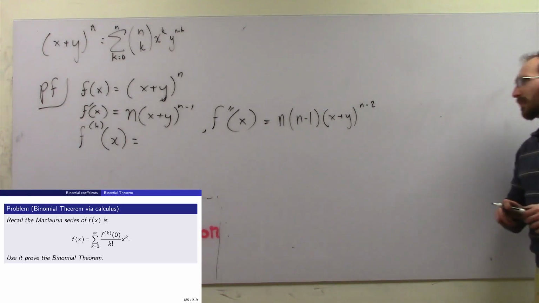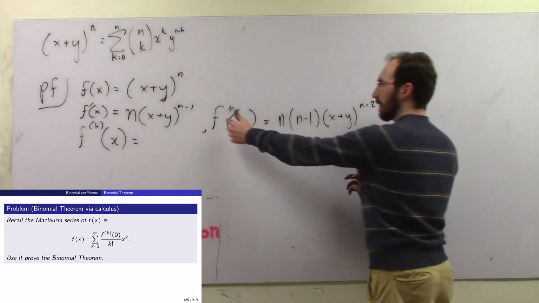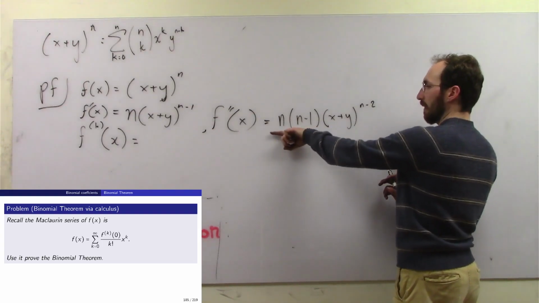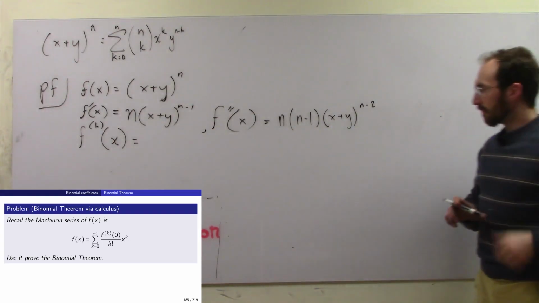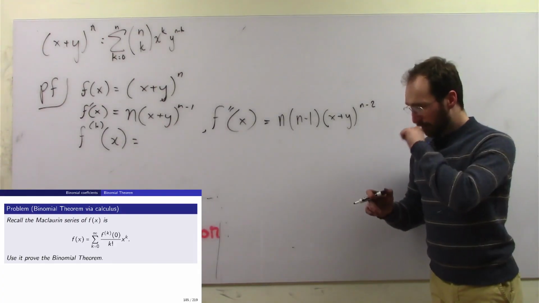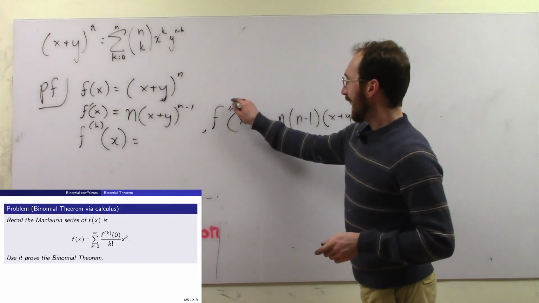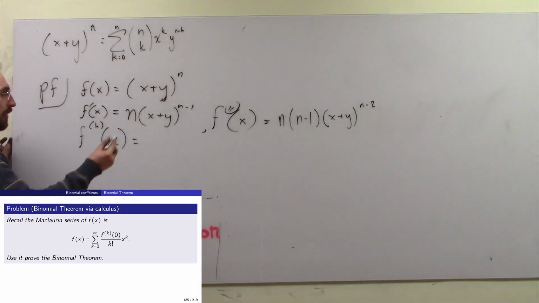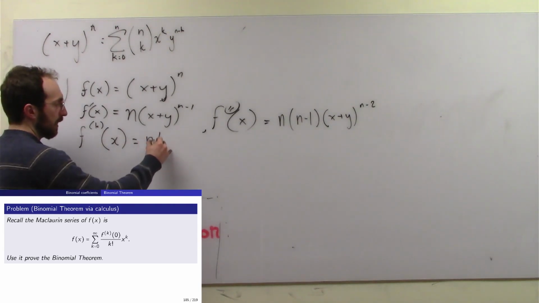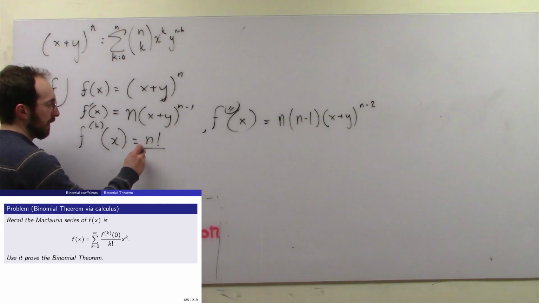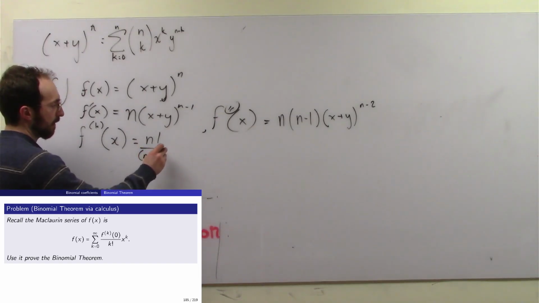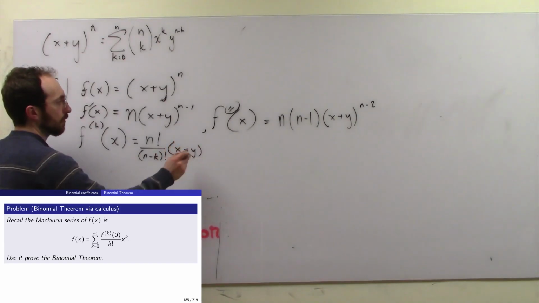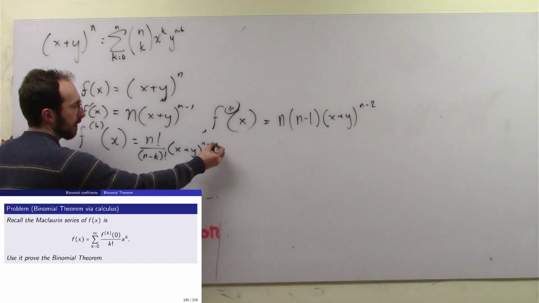And so we see what's happening here is as we continuously take derivatives, we are going to get these falling factorials, these factorials of k many terms. So let's actually write that down. What's our general form? It's going to be n factorial divided by n minus k factorial times x plus y to the n minus k.